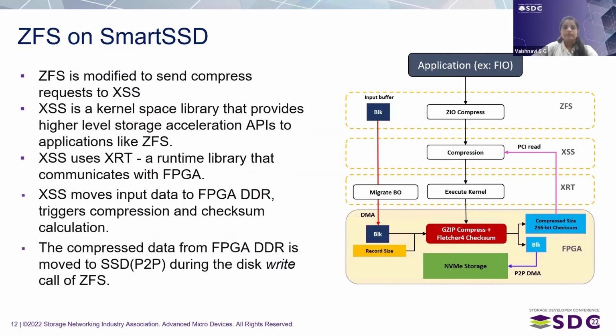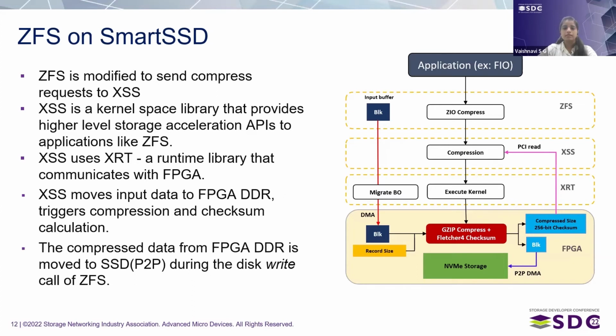Now let's see an in-depth flow of how the compression requests from ZFS are handled. The requests from ZFS are transferred to XSS. XSS is an intermediate kernel space library that provides higher level storage acceleration APIs to applications like ZFS. XSS in turn uses XRT APIs. XRT is a runtime library which provides APIs to discover the accelerated devices like SmartSSDs, load FPGA kernels, allocate memory in FPGA, execute compute kernels, and transfer data to or from FPGA DDR.